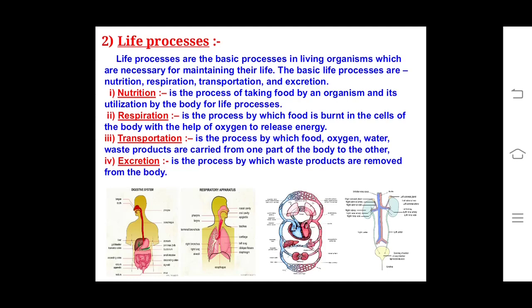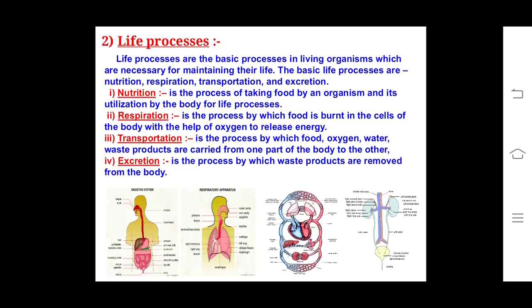Transportation: the food which we take through our mouth goes into our stomach, and it has to be sent to all the cells. For that process we need a transportation system or circulatory system. What is transportation? It is a process by which food, oxygen, water, and waste products are carried from one part of the body to the other. By transportation, glucose, amino acids, or fatty acids are carried to all the cells. Oxygen goes through our nostrils to the lungs, and from there it is sent to all the parts of the body. Water is also transported, and also the waste products.